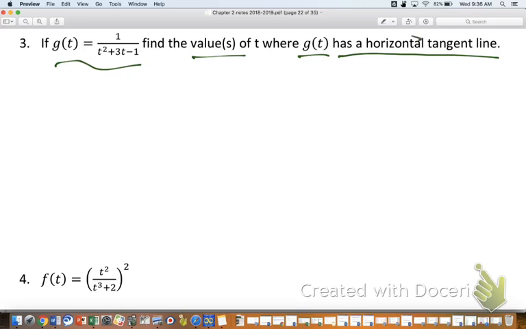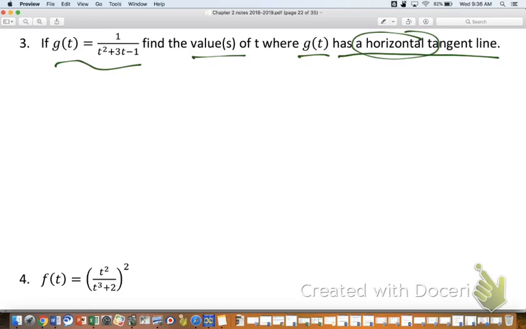Okay, so horizontal tangent line. Of course, we all know what a horizontal line looks like. It's flat, right? It's like the horizon. So horizontal tangent line, let's think about just a horizontal line. What kind of a slope does a horizontal line have? And so a horizontal tangent line would similarly have a slope of 0.